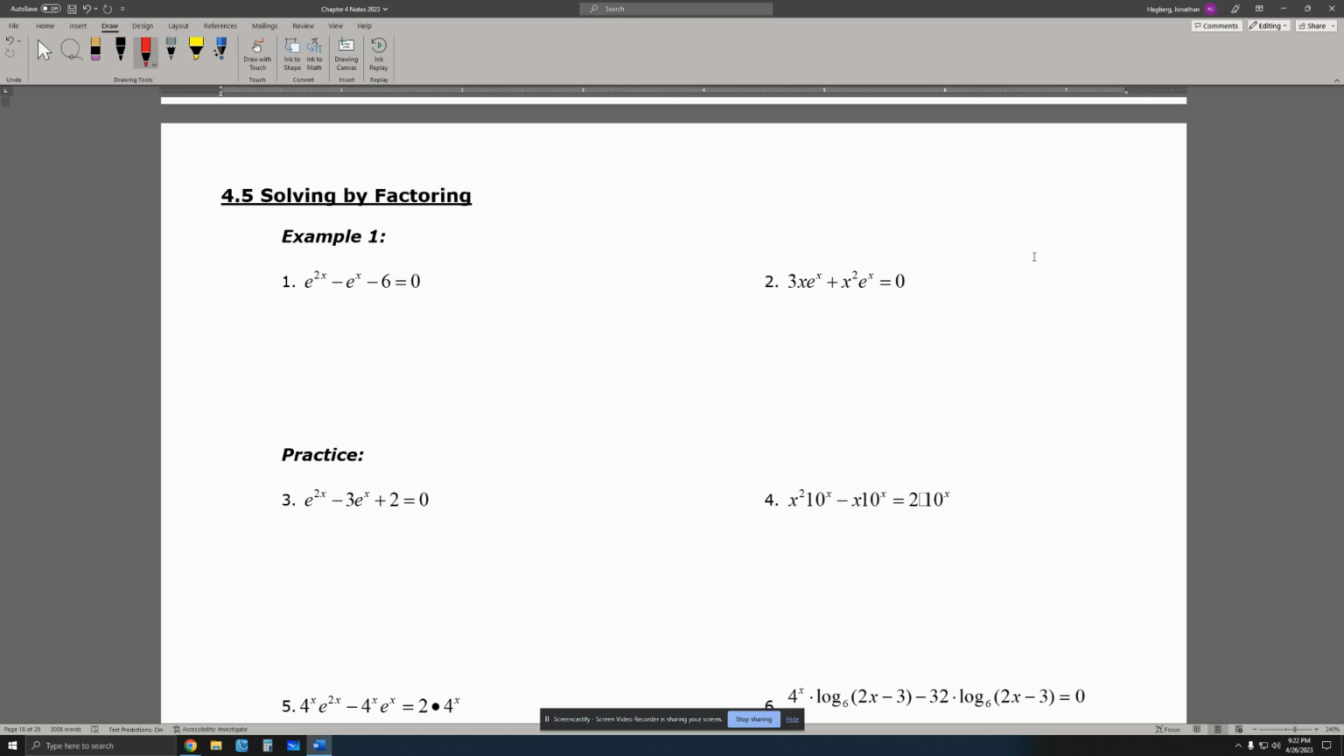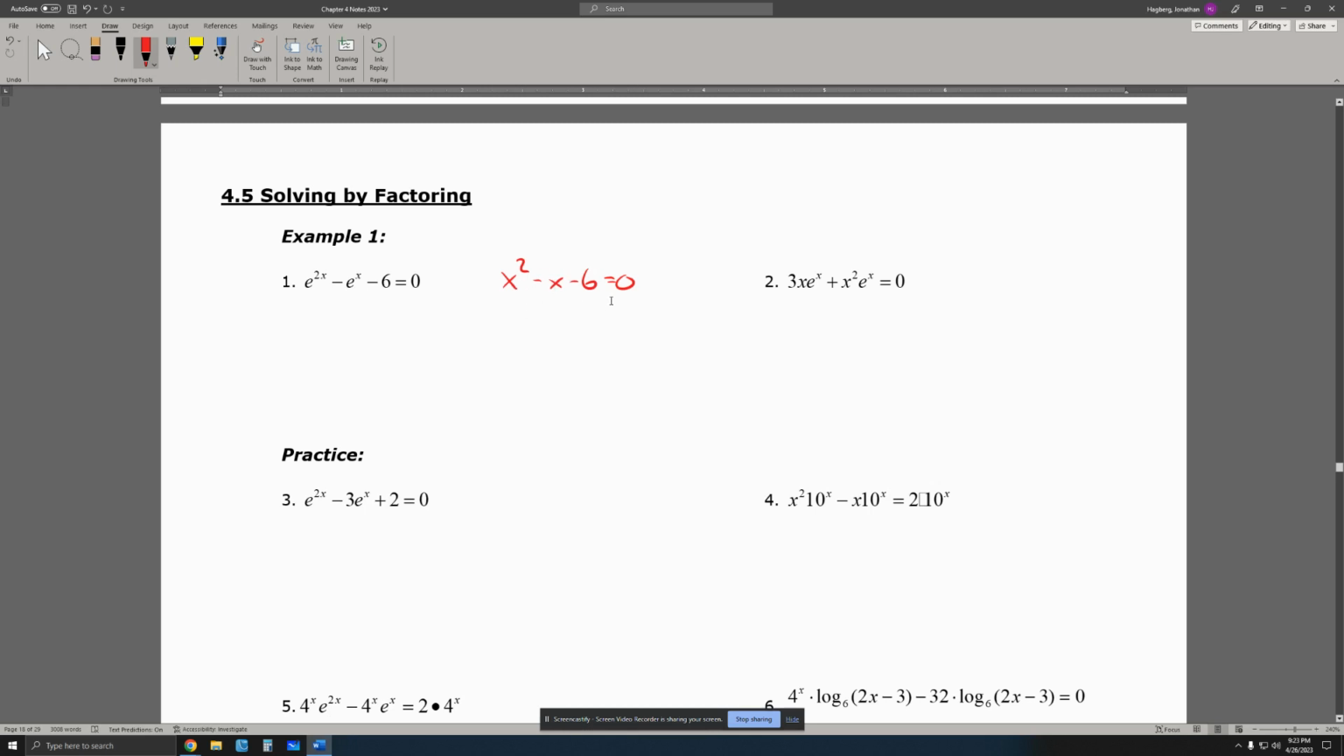Now at first this might look complicated, but we can think of this problem as similar to the quadratic trinomial x squared minus x minus 6. This looks very similar, except the only difference is that instead of the variable x, we have the variable e to the power of x. Notice that e to the 2x is the same thing as e to the x, the quantity squared. So we can replace these x's with e to the x's.